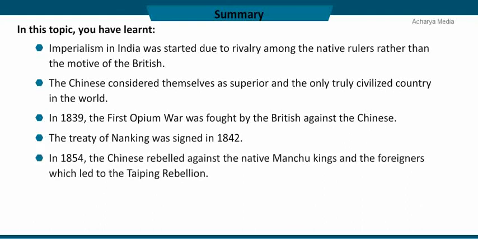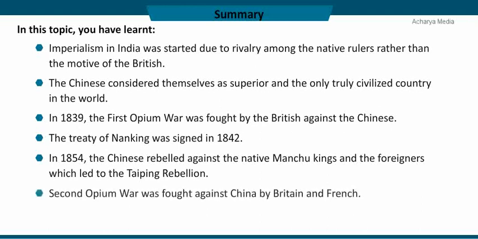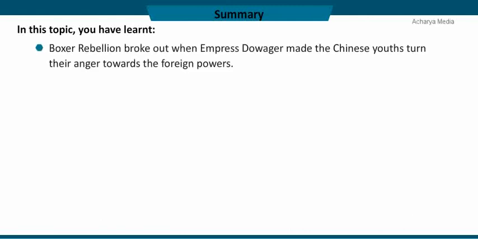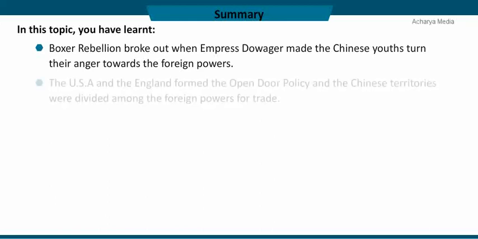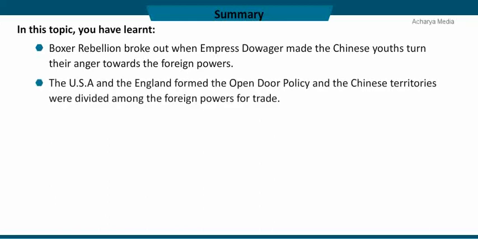In 1854, the Chinese rebelled against the native Manchu kings and the foreigners, which led to the Taiping Rebellion. Second Opium War was fought against China by Britain and France. Boxer Rebellion broke out when Empress Dowager made the Chinese youths turn their anger towards the foreign powers. The United States of America and England formed the open door policy and the Chinese territories were divided among the foreign powers for trade.